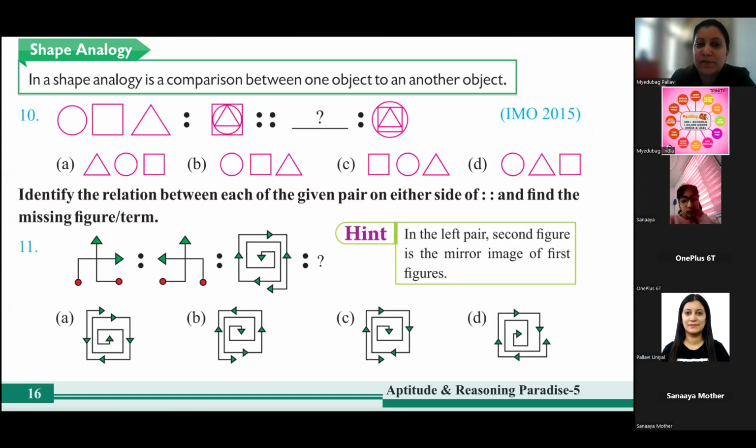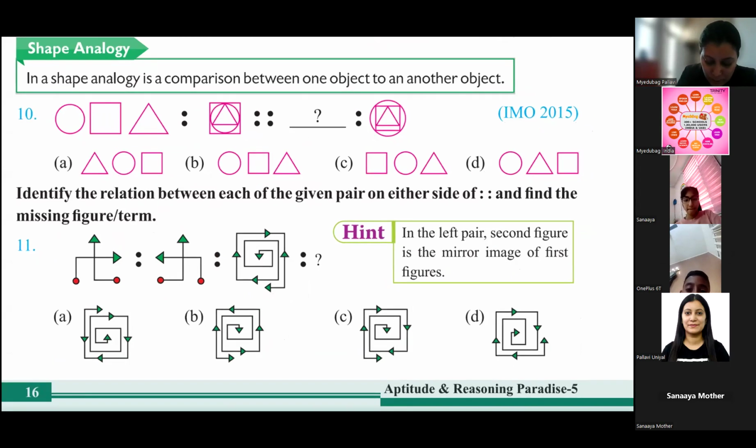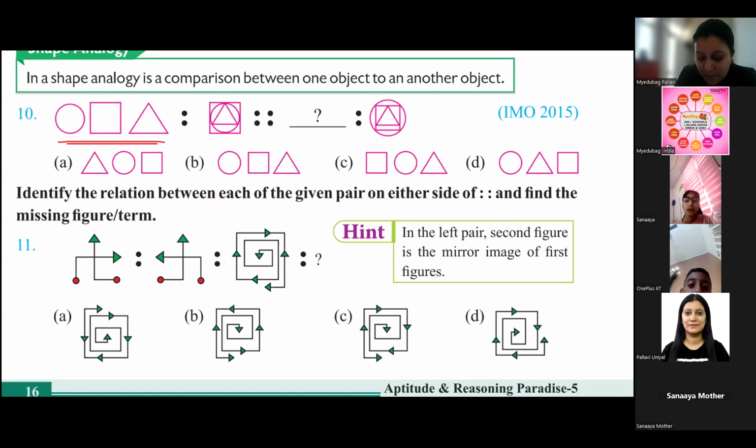Now the 10th one is analogy based on shapes, right? We have one pair of shapes given to us on the left hand side of this colon. This is one pair of shapes and we can see this is related to this. Now three shapes are given to us. The first one is a circle, then a square and then a triangle. These are 3 shapes. In the second figure, can you see all these 3 figures which are given in the starting, they're just drawn together, embedded within each other. They have drawn the circle, the square and the triangle together, isn't it?